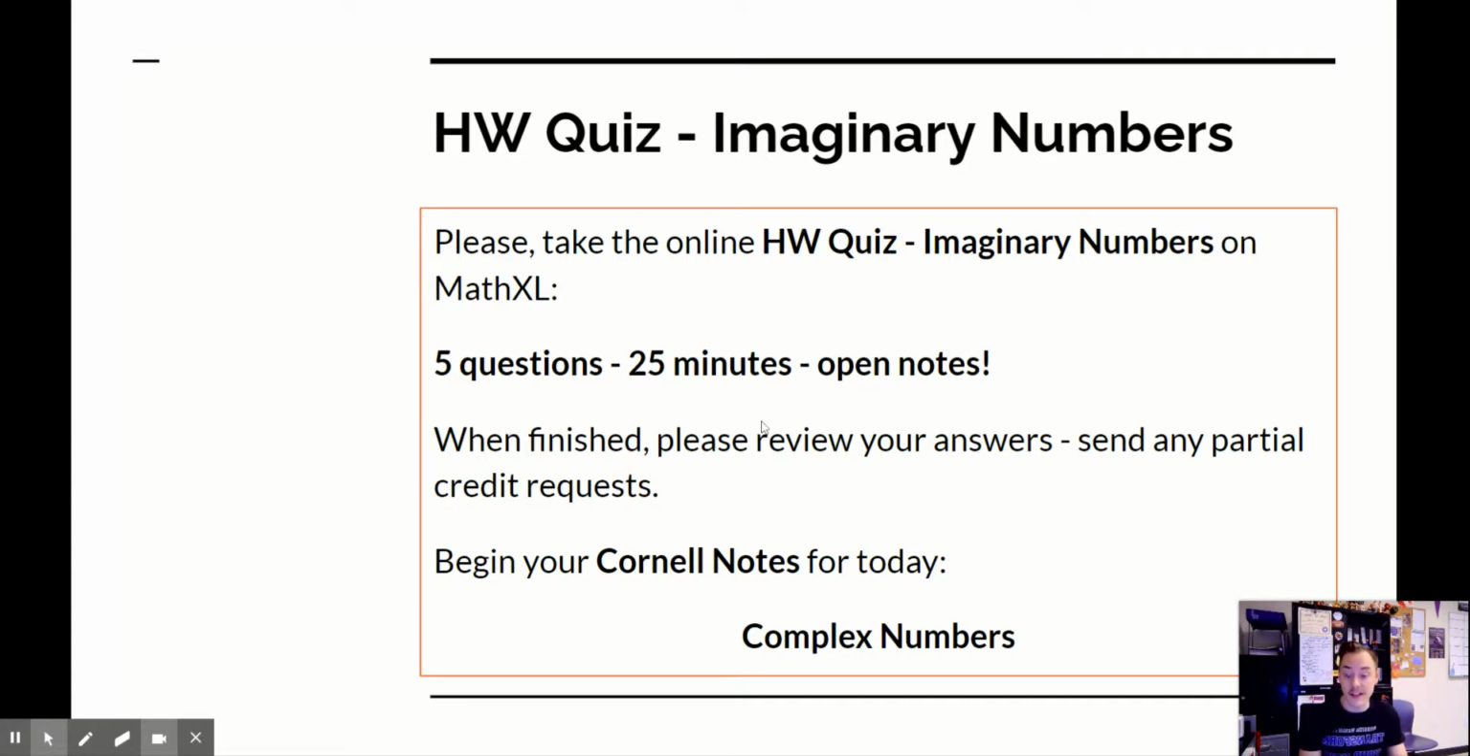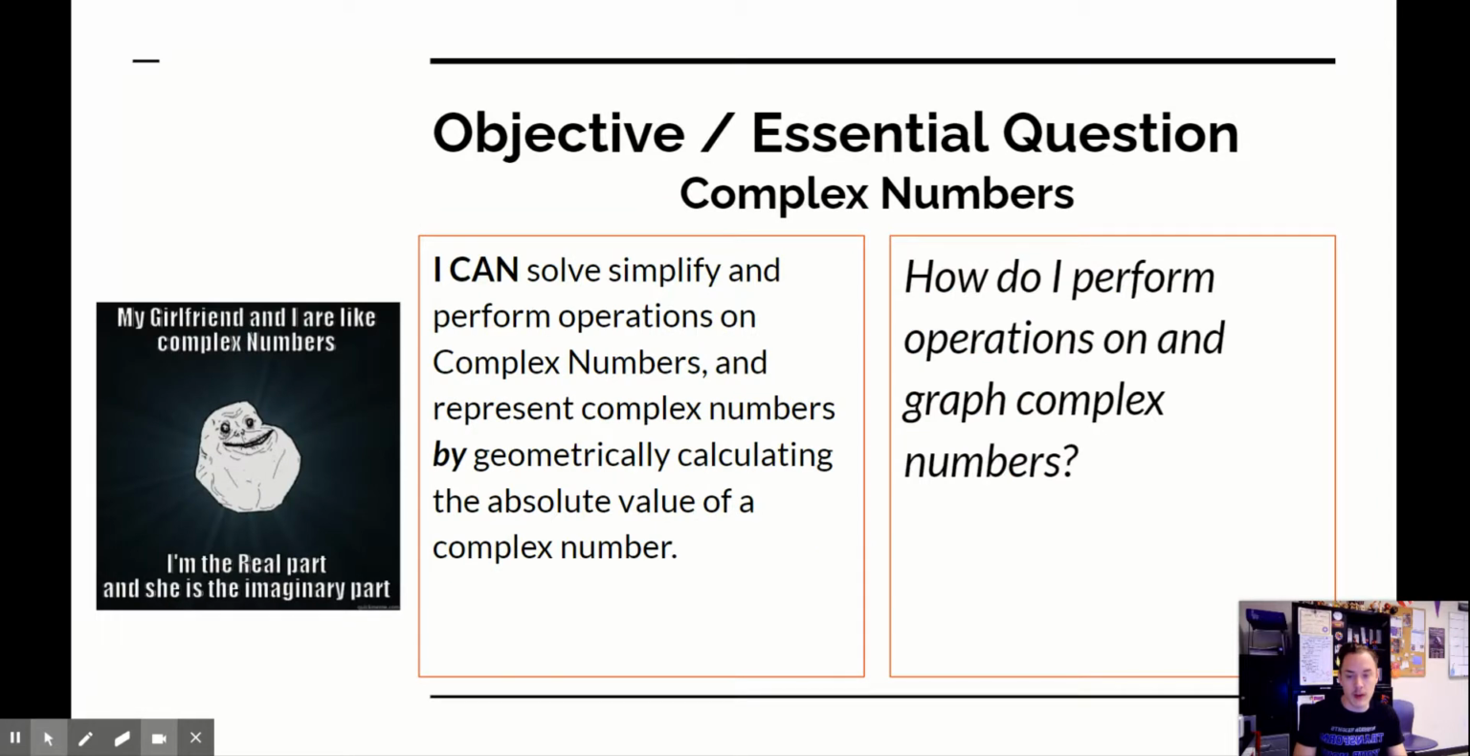Complex numbers, very, very similar to what we learned yesterday. We're just now going to be doing maybe different operations. So, how do I perform operations on and graph complex numbers?